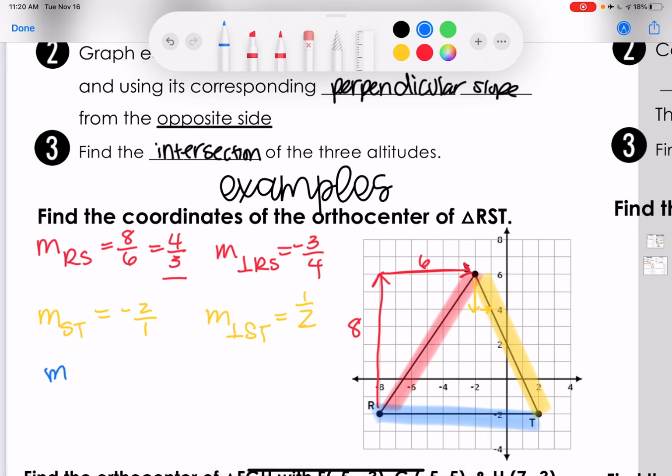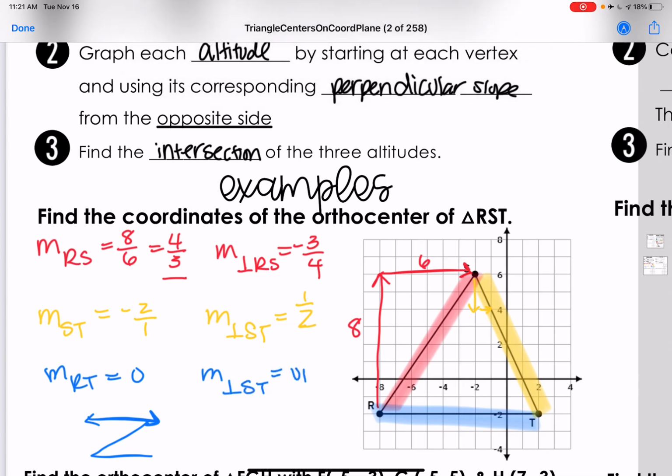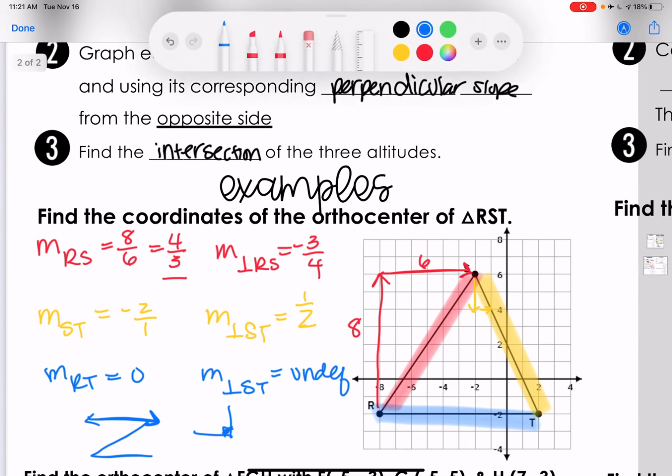Then you've got your slope of RT. Notice this is a horizontal line, like the horizon. You can make a 0, or if it helps, you can make a Z from that horizontal line, and your slope is 0. The perpendicular slope to any 0 slope line is going to be something that is undefined in order for it to be perpendicular again. Because think about it, right? We literally make that to show a right angle. Okay, and undefined, you can also consider that as no slope if that helps you.